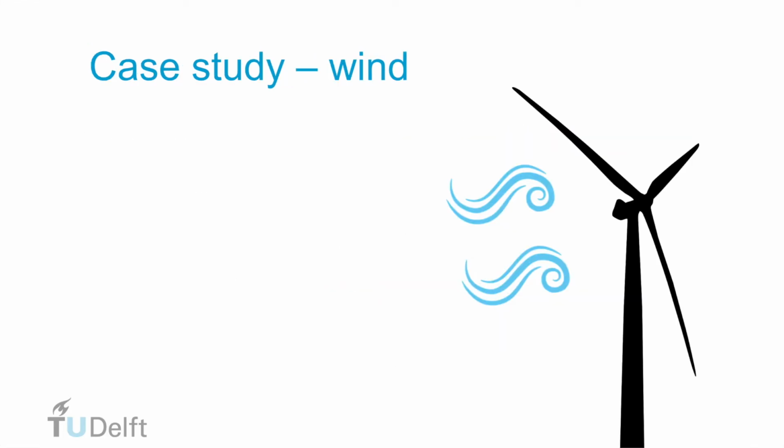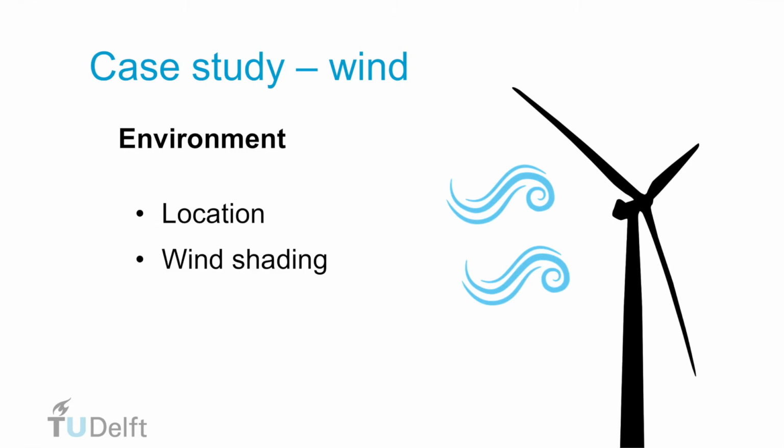Let's do the same analysis for wind. What impacts the LCOE of a wind turbine? Here again we have several issues. Firstly, we have the environmental considerations, which is the location of the turbine, the amount of wind, possible wind shading by other turbines or buildings, etc. So the average wind speed is very important. Having a higher average wind speed can result in a higher capacity factor.